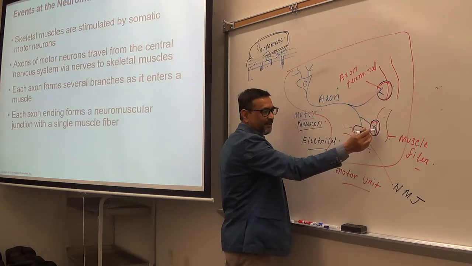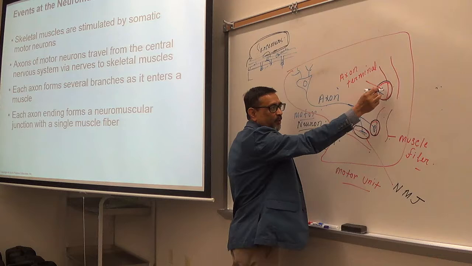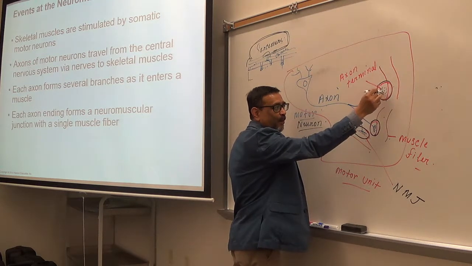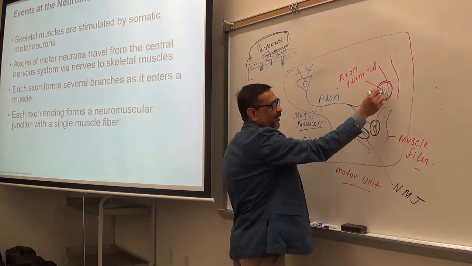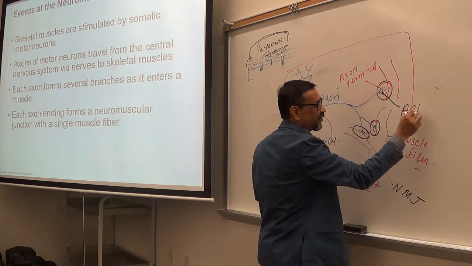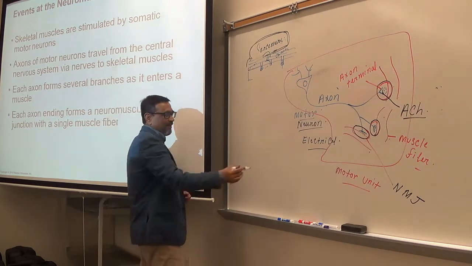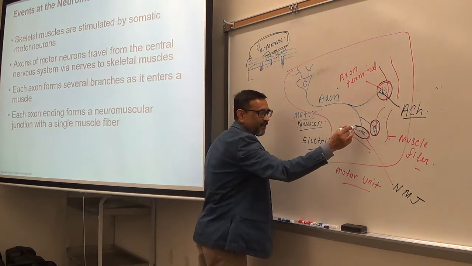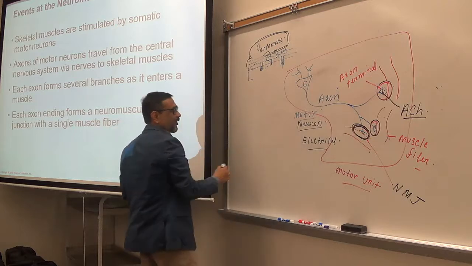There is what? A gap where the neurotransmitter works. Okay? And this neurotransmitter is called acetylcholine, ACH, acetylcholine. Okay, now let's just see this part under a very powerful microscope. Only this part.